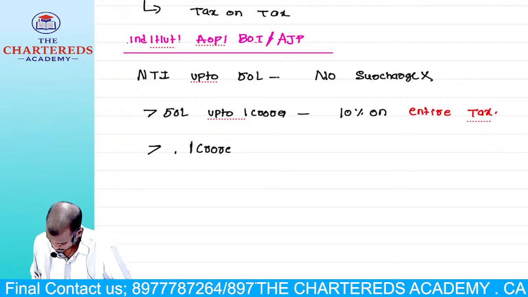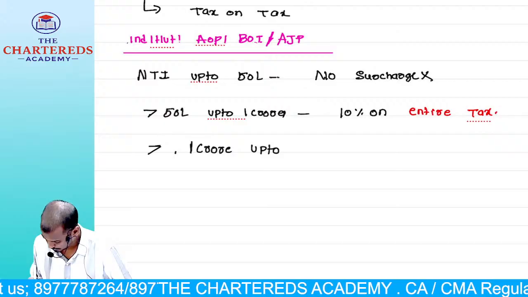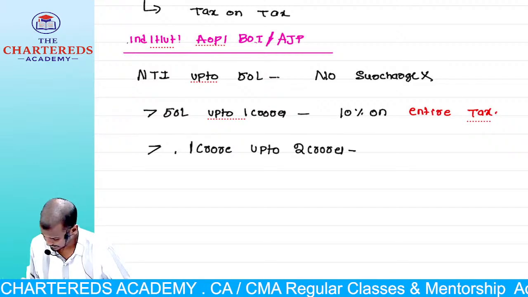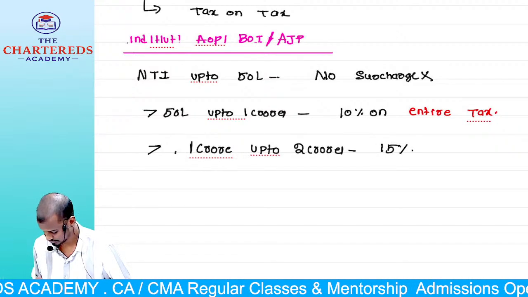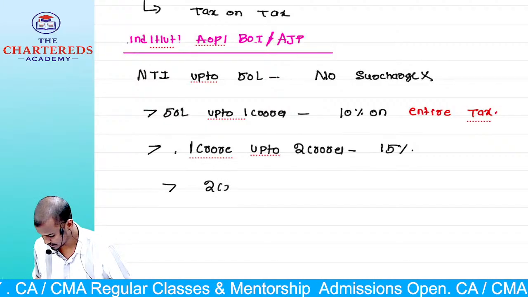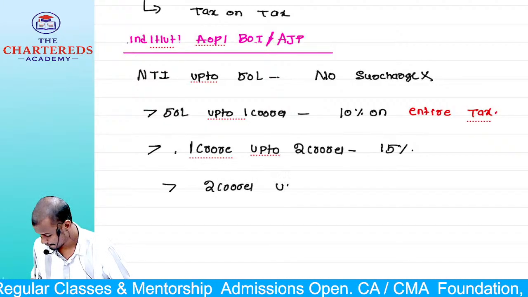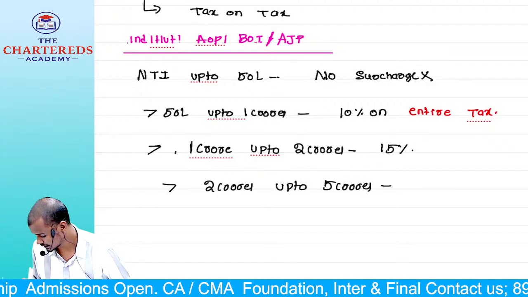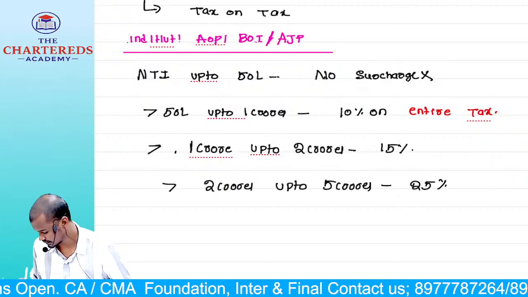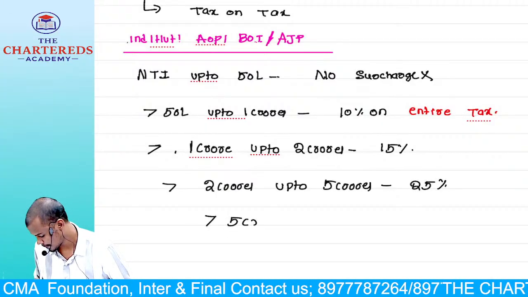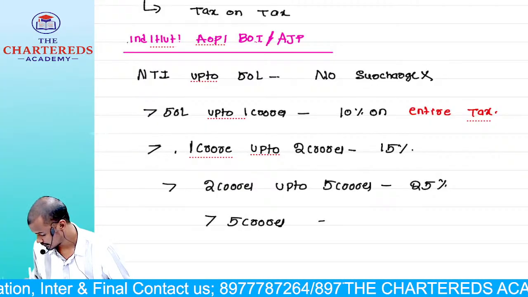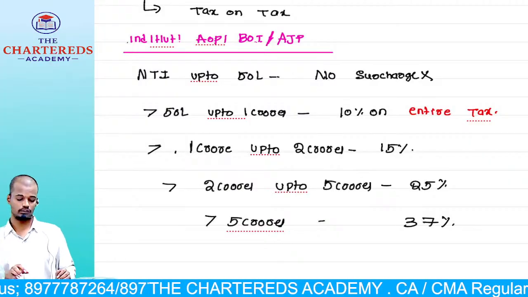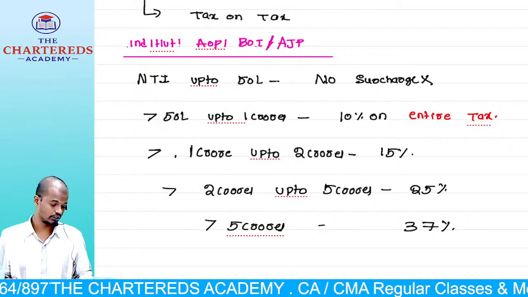Net total income more than 1 crore up to 2 crores, your surcharge rate was 15%. More than 2 crores up to 5 crores, your surcharge rate was 25%. More than 5 crores, your surcharge rate was 37%. So this is the surcharge rate for individual, HUF, AOP, AJP.